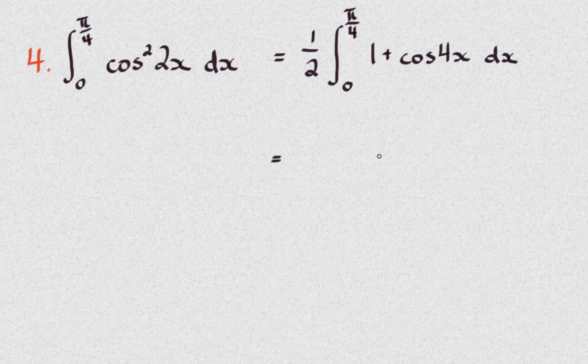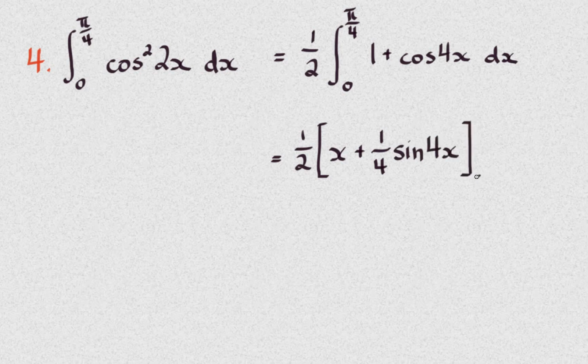Evaluating the integral, the 1 just becomes an x, and the cos 4x, I should say, we need to deal with that 4, so we have 1/4, the integral of cos is sine, and then we still have 4x. This is evaluated between 0 and pi on 4.